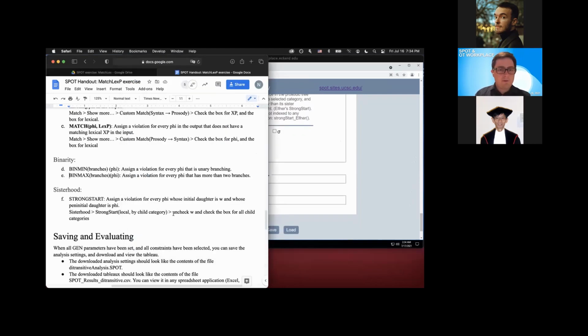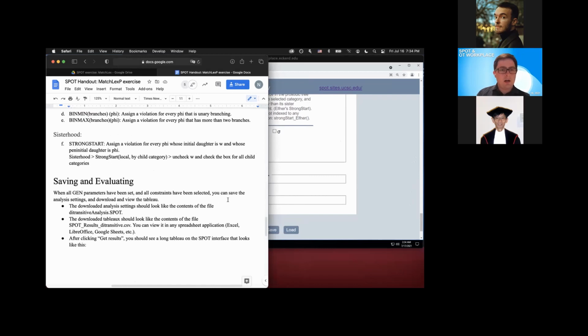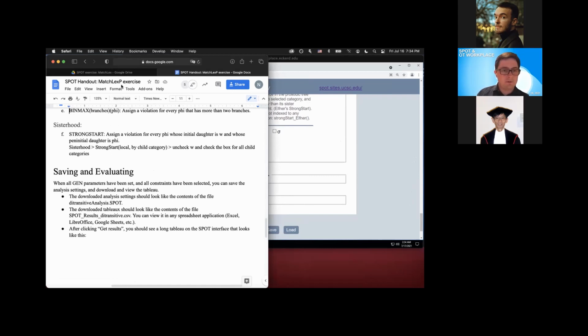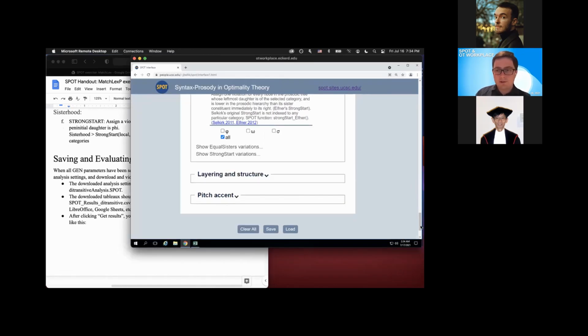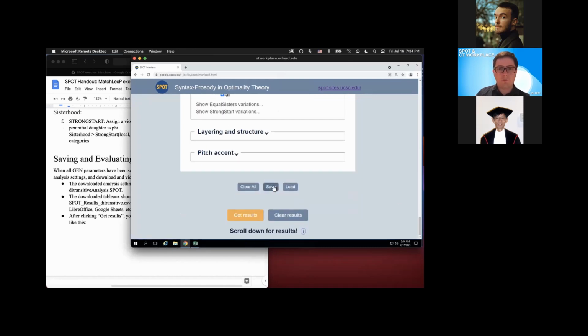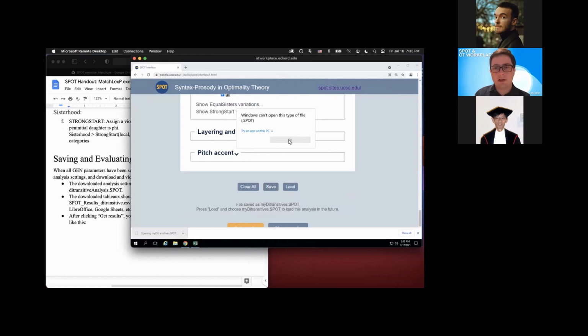Okay, so once we have all of these constraints set up, we can save our analysis and download and view the tableau. So this was what Jenny was showing before, where if you click save, you can give it a name. So we can call it like my ditransitives, click OK, and then it'll save a file that you can later load back into Spot if you ever want to return to this analysis and play around with the settings more.